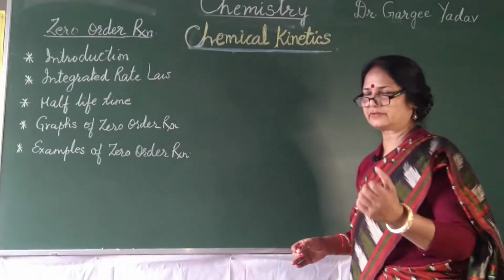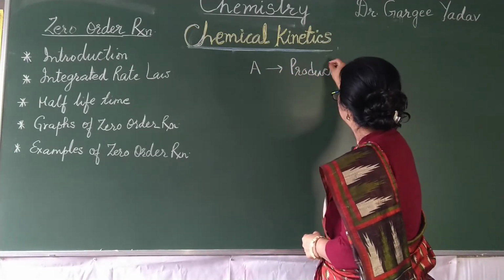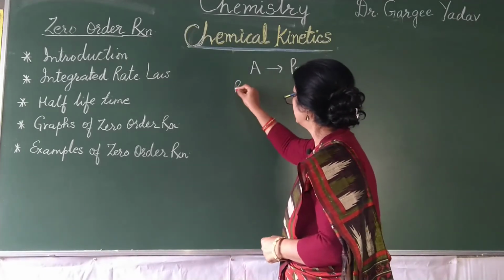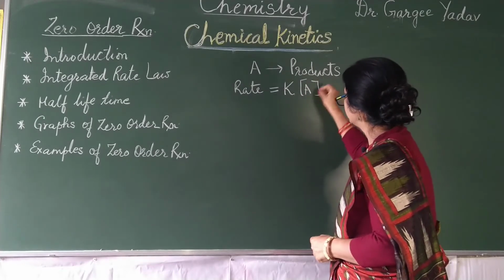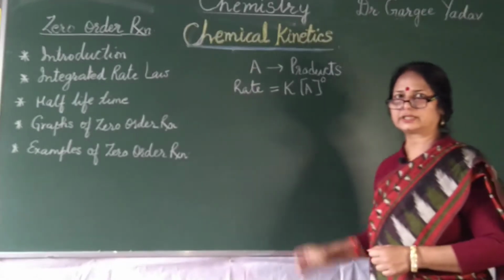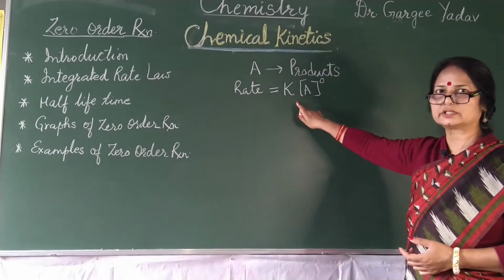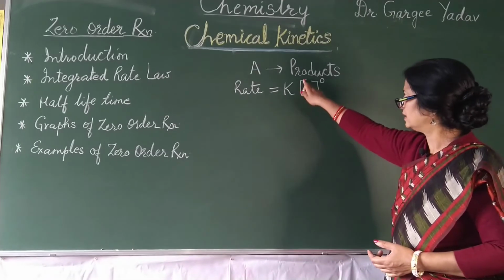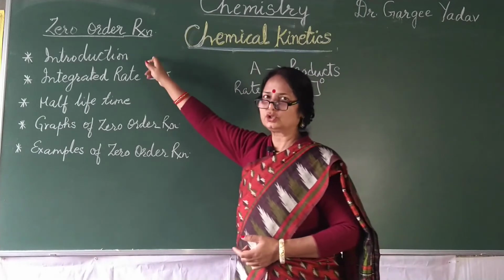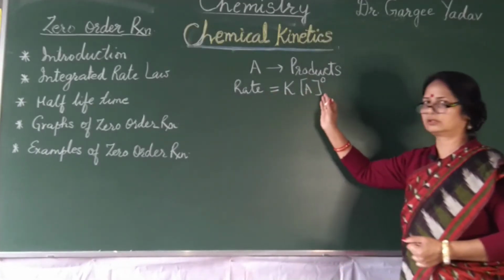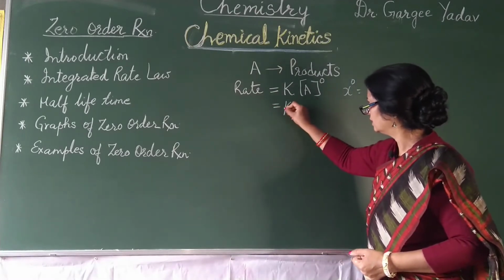Let's consider a very simple case, A forming products. If we formulate the rate of reaction for a zero order reaction, the rate will be equal to k times the concentration of A raised to the power 0, since we are considering a zero order reaction. Here k is the specific rate constant, or velocity constant. This means the rate does not depend on the concentration, because anything raised to the power 0 is 1. So if we solve it, it will come out to be k.